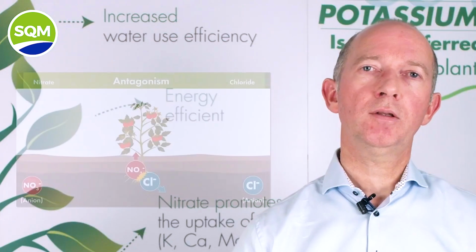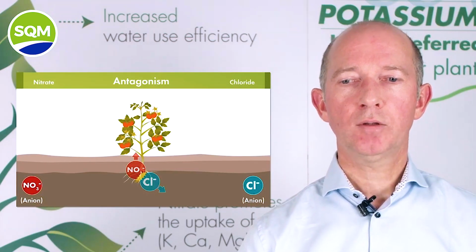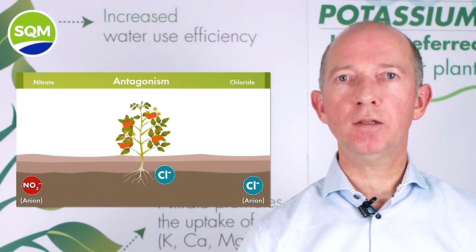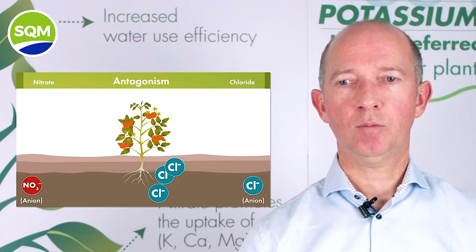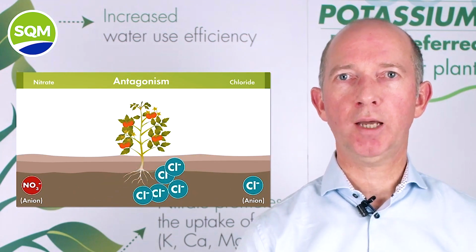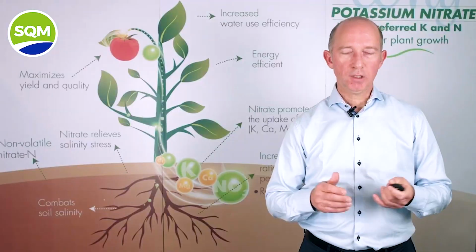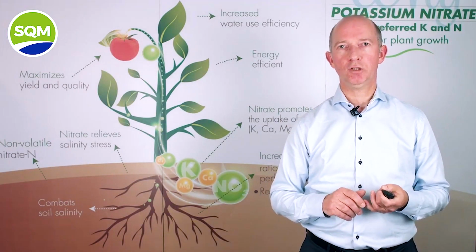Nitrate helps to prevent excess chloride, as shown in this slide. When we feed the plant with sufficient nitrate, then nitrate will help to keep chloride outside the plant. This is what we call an antagonistic action between nitrate and chloride. This is ideal when plants are grown under saline conditions, because the nitrate will help to keep chloride outside the plant.